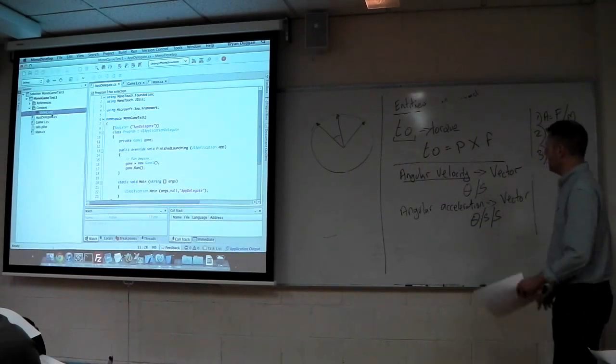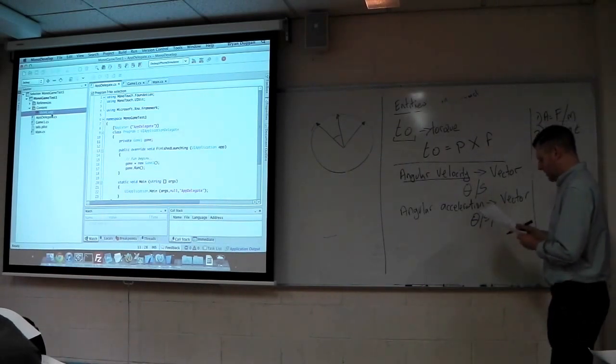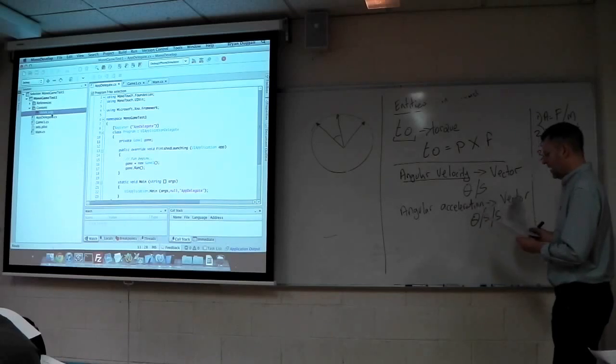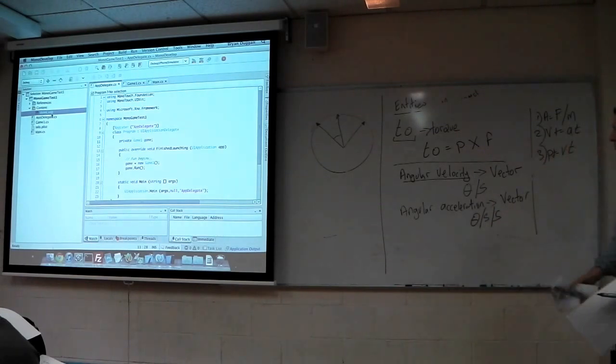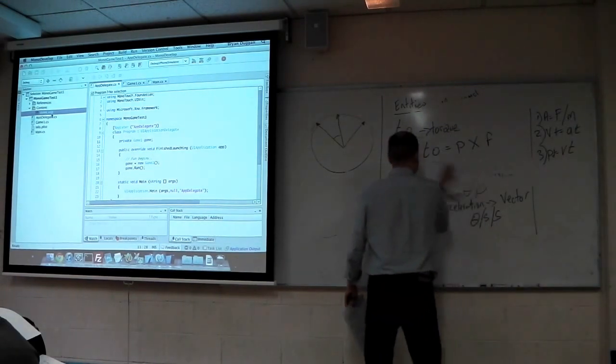So we've got angular velocity, angular acceleration, we've got the torque. Yep, we got one more then. And then we have enough state and we can go through the equations.